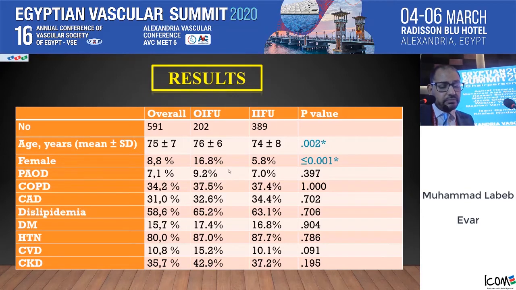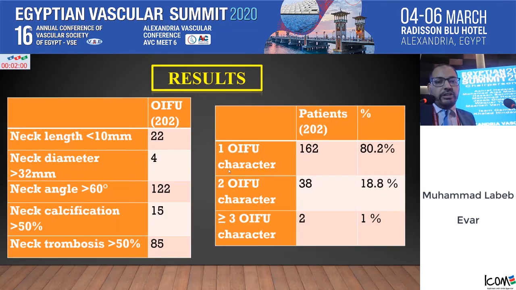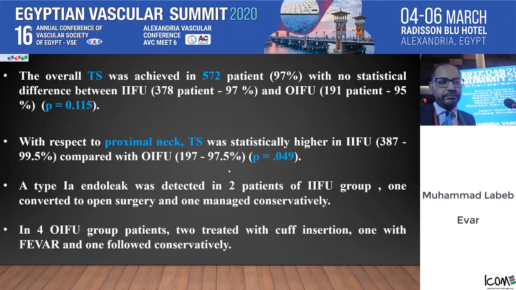Regarding our results, regarding the patient demographics and associated comorbidities, there is no difference between the two groups, apart from the outside instruction for use group being older with more females. In the outside instruction for use group, we violated only one characteristic of the instruction for use in nearly 80% of the study population, and nearly 128 patients had neck angulation more than 60 degrees.